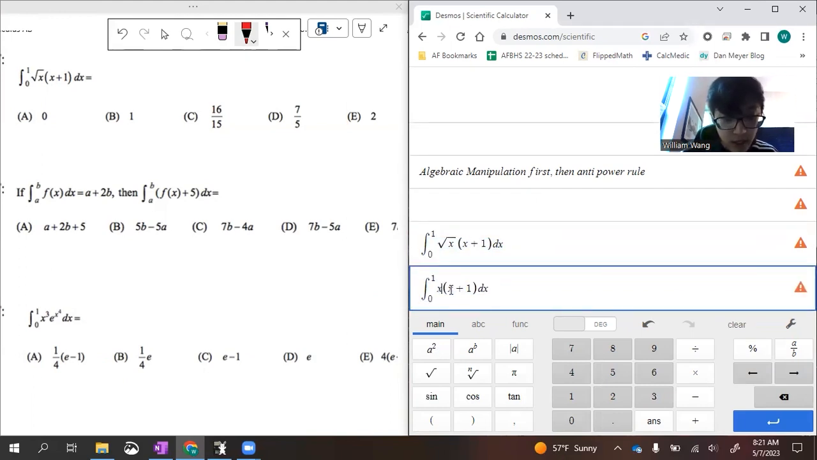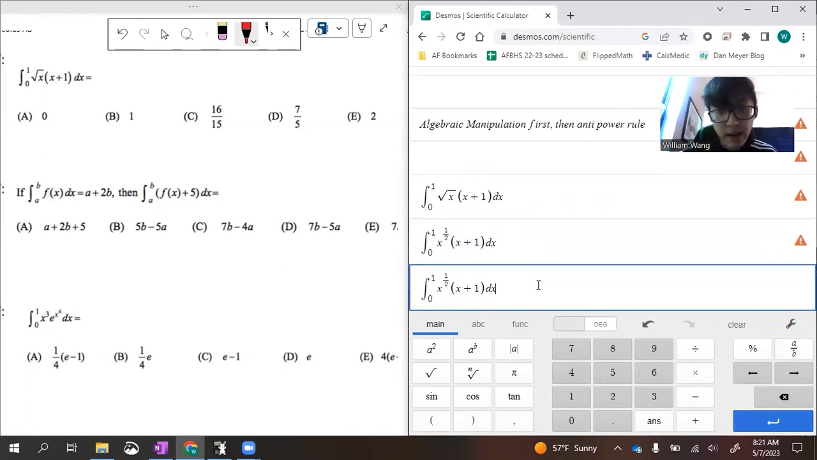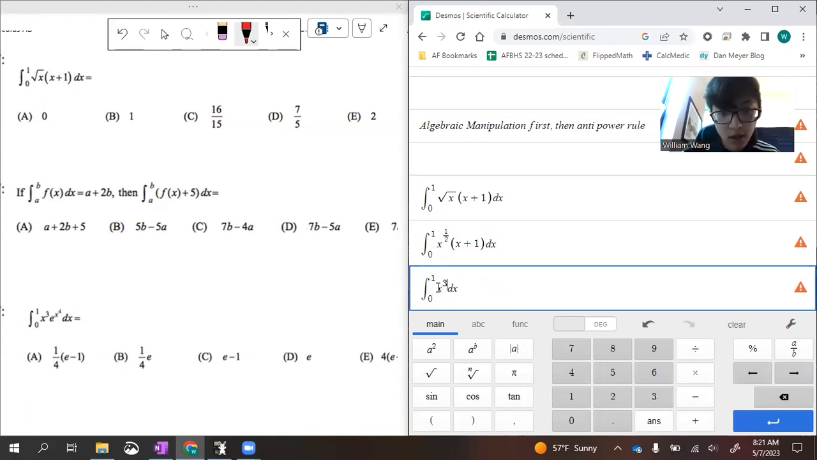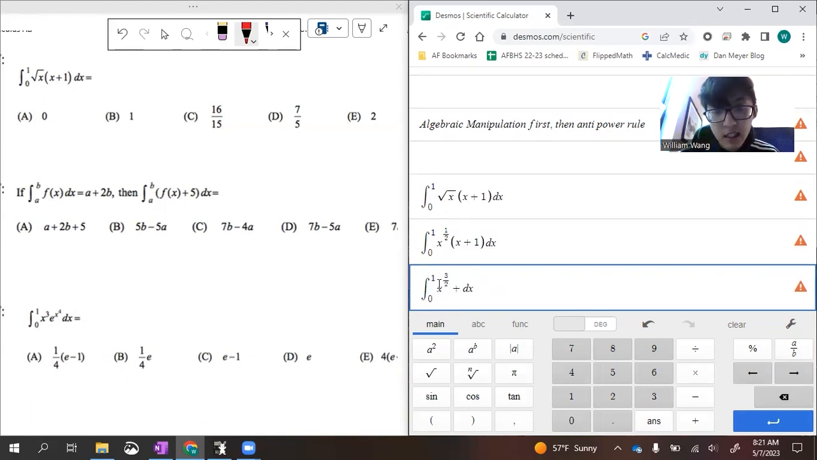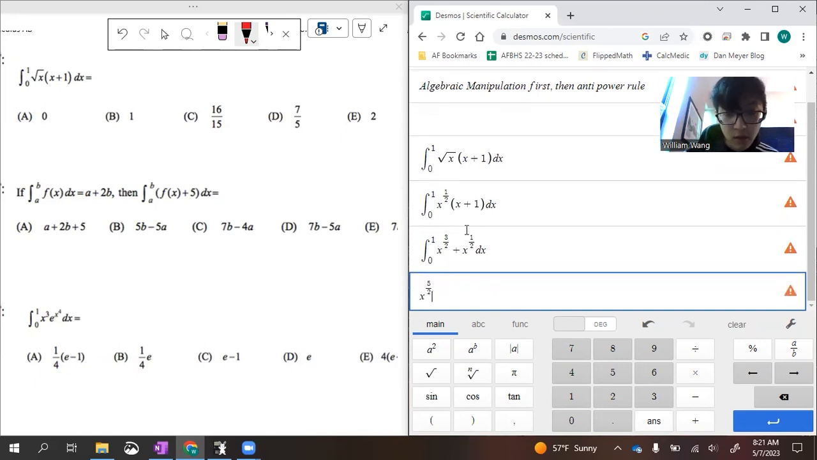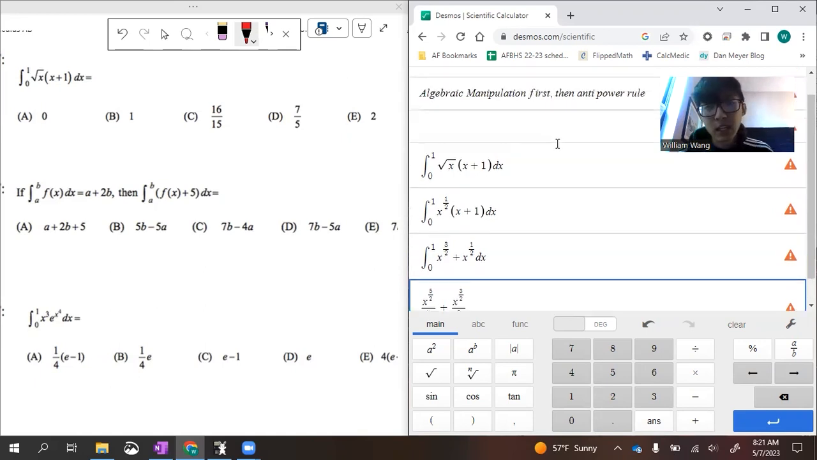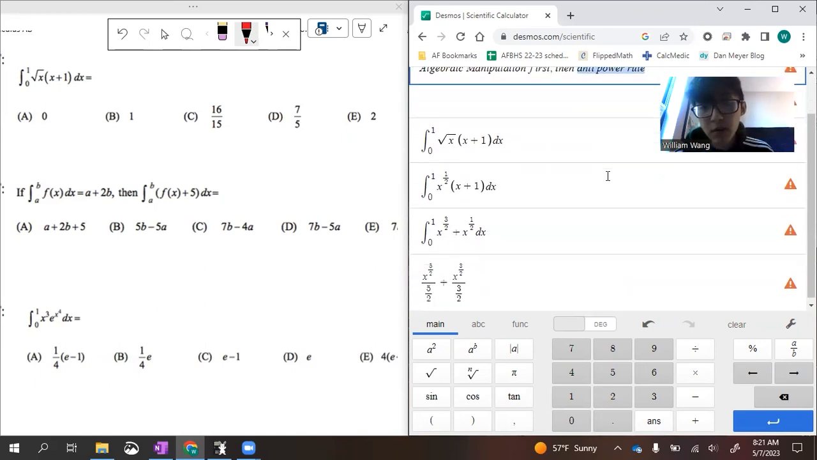Square root of x, it's the same as x to the 1/2. I can actually distribute that. I'm going to multiply it out. So x to the 1/2 times x, that is x to the 3/2. x to the 1/2 times 1, that's x to the 1/2. Cool. When I integrate, it's now x to the 5/2 divided by 5/2 plus x to the 3/2 divided by 3/2. And this is my anti-power rule, right? I'm doing my anti-power rule here.